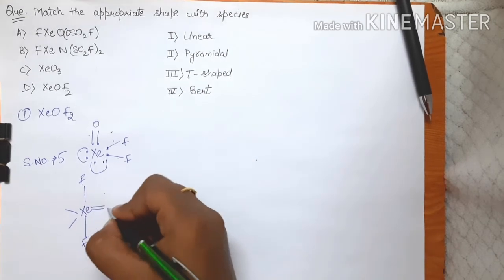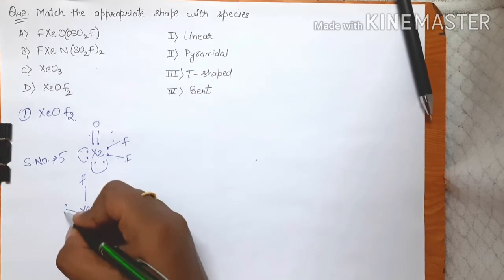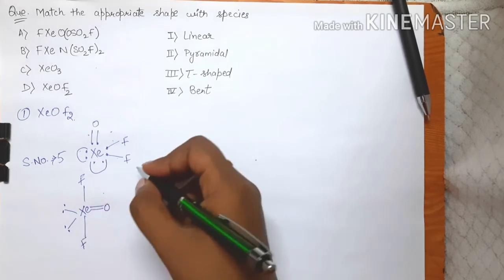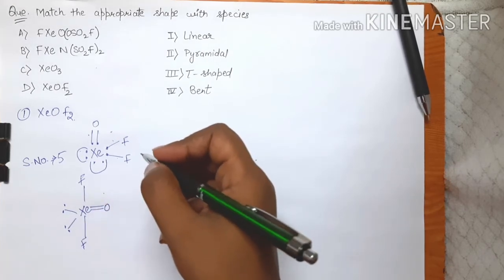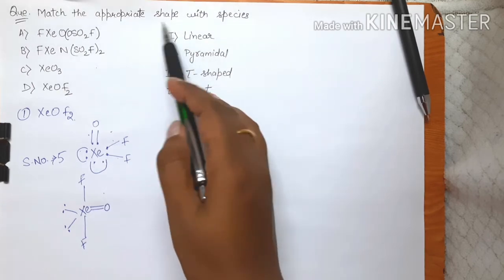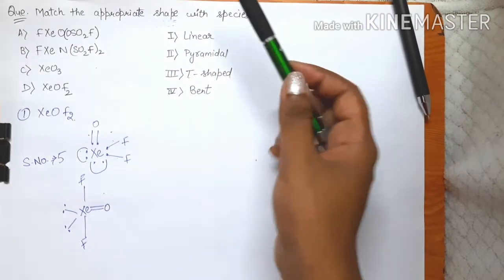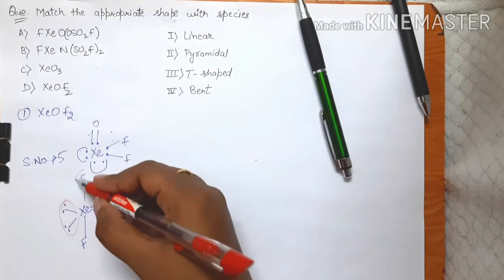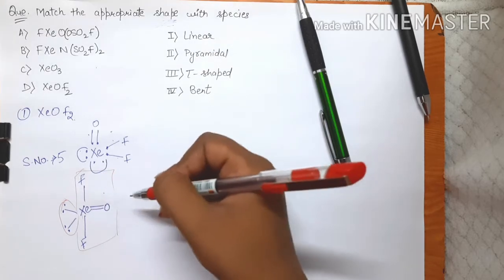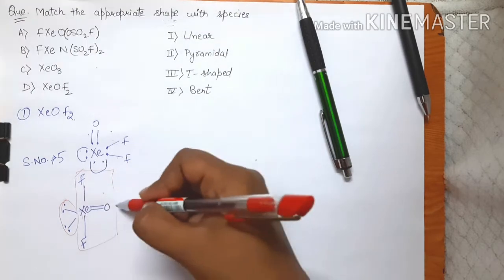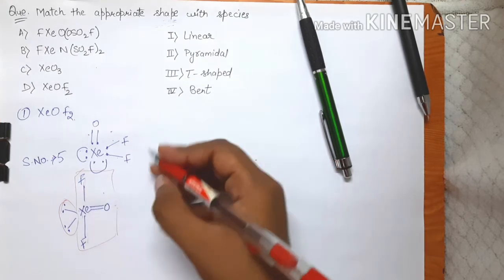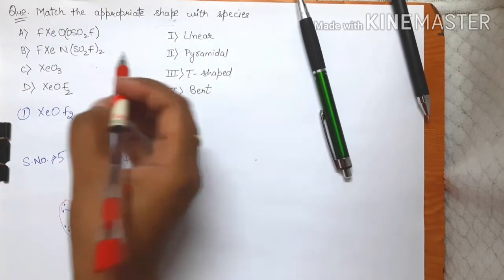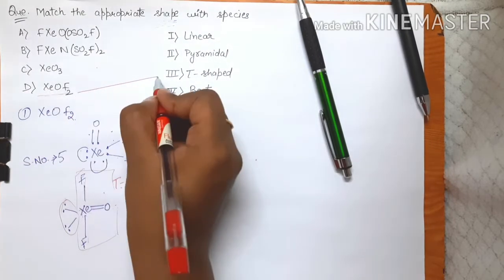Now oxygen can attach here and 2 lone pairs can attach here because all the 3 positions are equivalent. So this is all about the geometry of this molecule. But if we have to look for the shape of this molecule, then we have to ignore these lone pairs. So if we ignore these lone pairs, what kind of shape are we getting? We are getting a T shape, right? We are getting a T shape. So option D is going to match with 3.